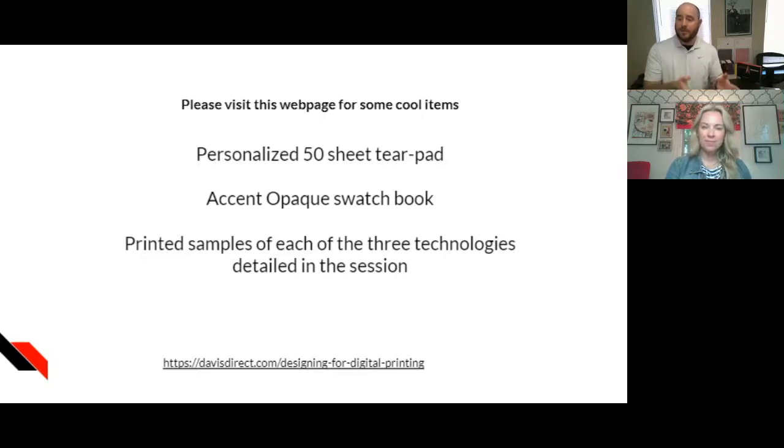So we're going to print some on a dry toner machine. We're going to print some on an Indigo, and we're going to print some hopefully on a KM1 inkjet press. That will show you more or less what in the heck he's talking about. This will be a visual example of what's going on.